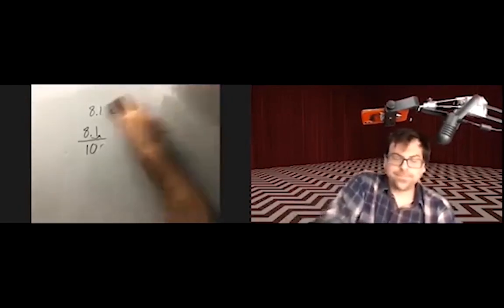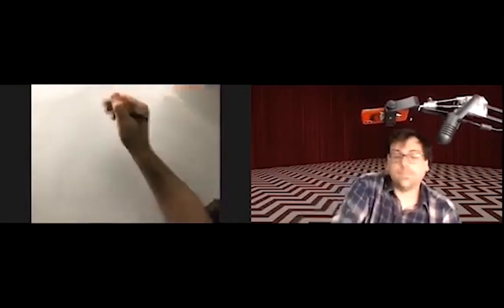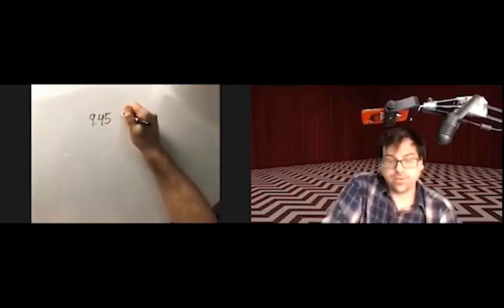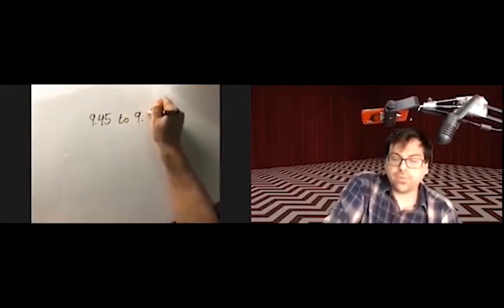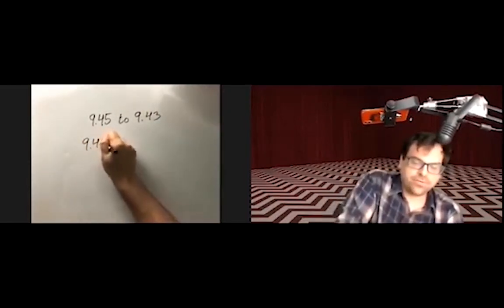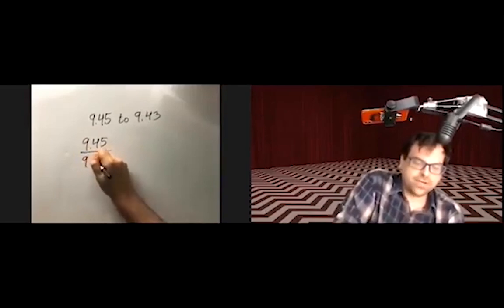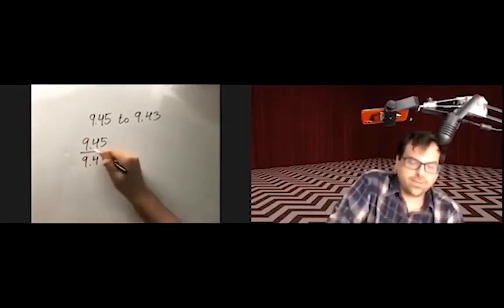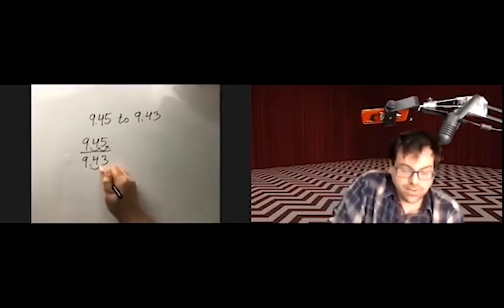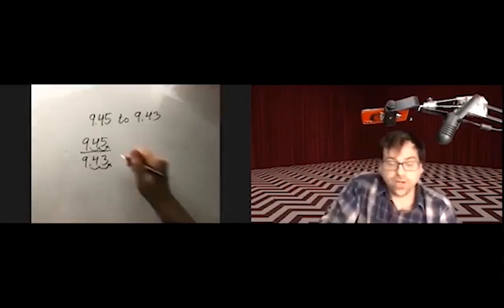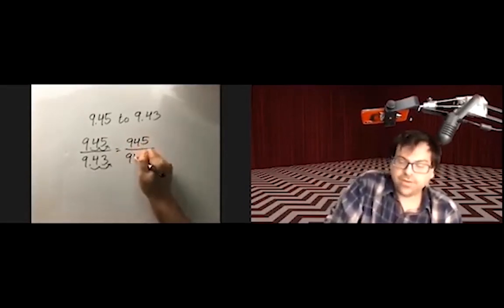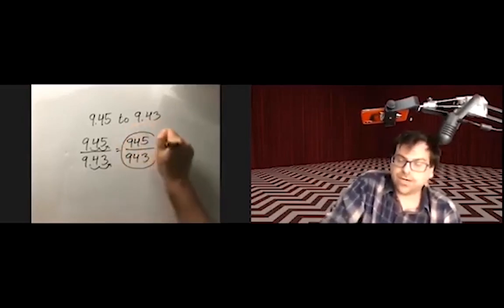Another one. 9.45 to 9.43. Set it up as a fraction. 9.45 over 9.43. We've got to get rid of these decimals. We can do it by moving 2 on the top. 2 on the bottom gets rid of the decimal on the bottom as well. 945 to 943.